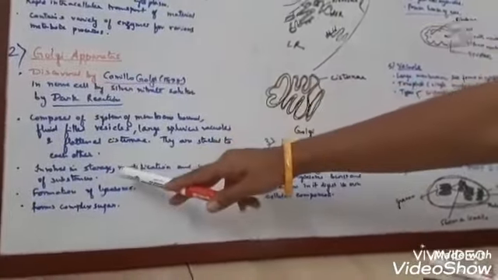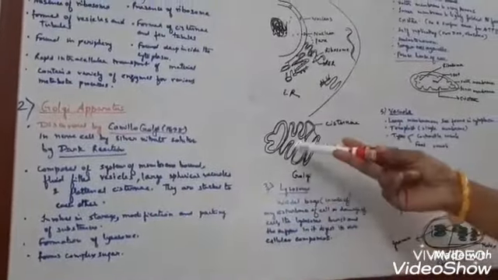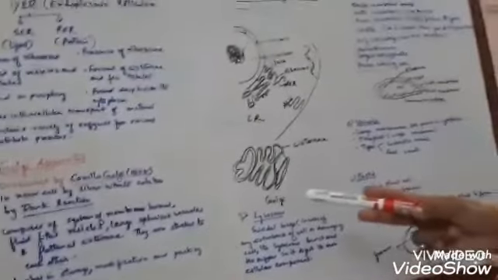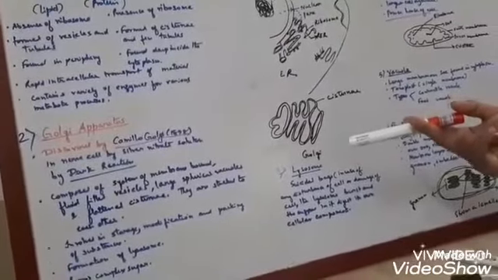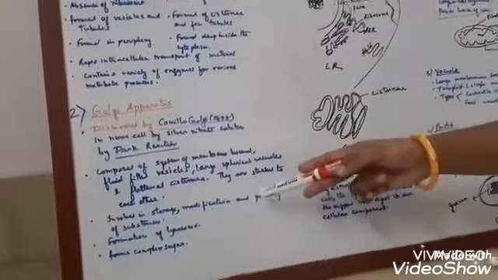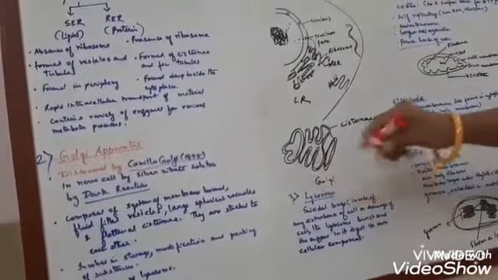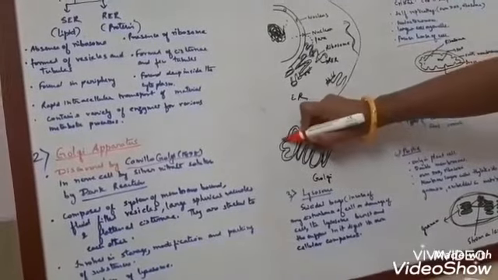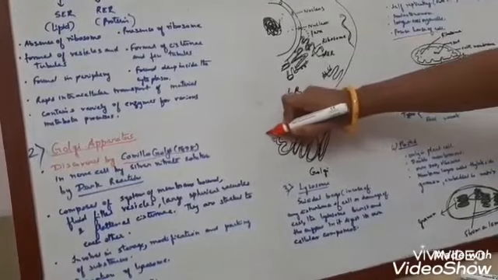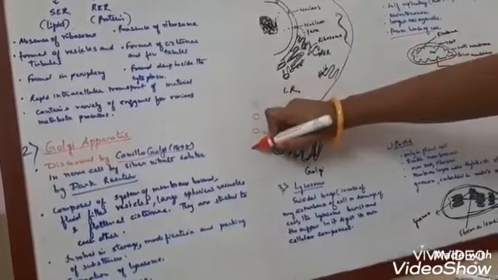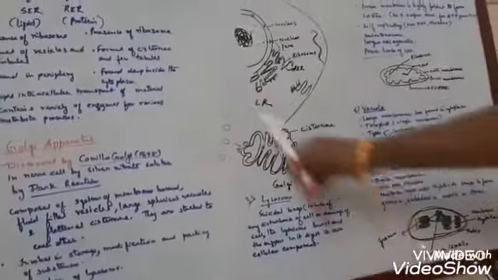The main function is storage, modification and packaging of various substances in the cell. A very important function is that the lysosome, which is a very important cell organelle, is formed from the Golgi complex. When the vesicles get matured, they get pinched off. Suppose this is a vesicle; when it matures, it gets pinched off from the cisternae and individually forms a lysosome. Lysosomes are filled with enzymes. So that is the third topic I am going to discuss.